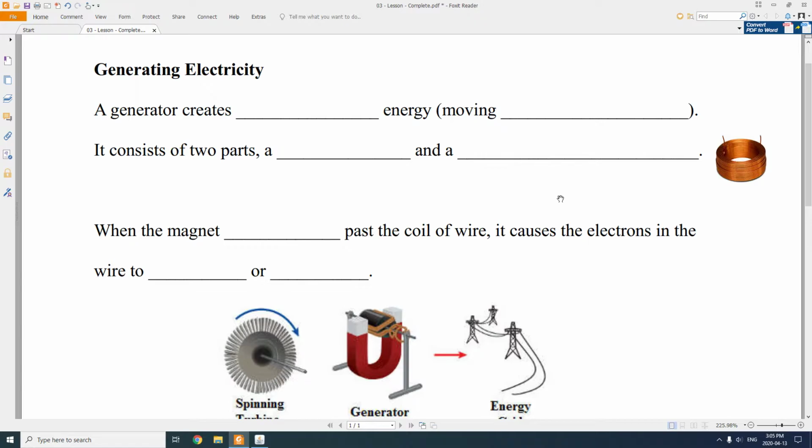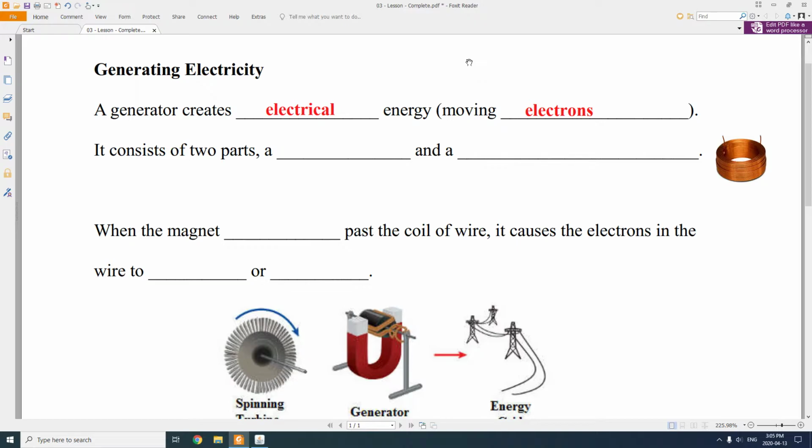Now, how do you make those electrons move? Well, we kind of briefly talked about this last week, and we said that you need a machine called a generator. And a generator is actually a really simple machine. A generator creates electrical energy, electricity, and electrical energy is just moving electrons.